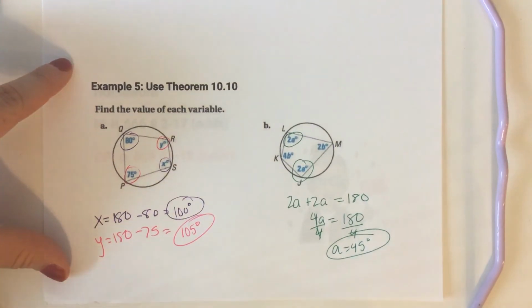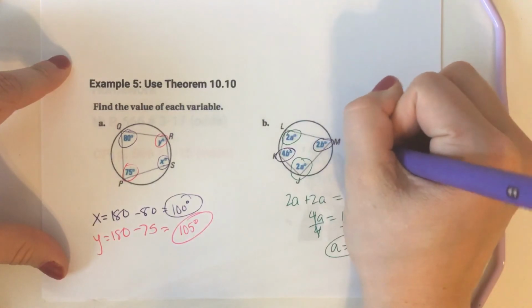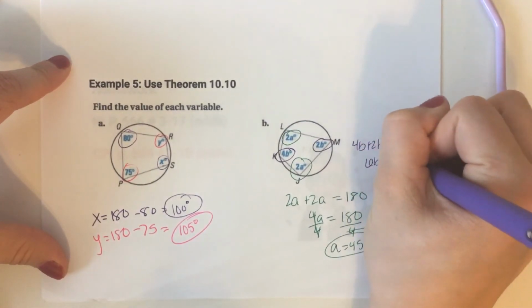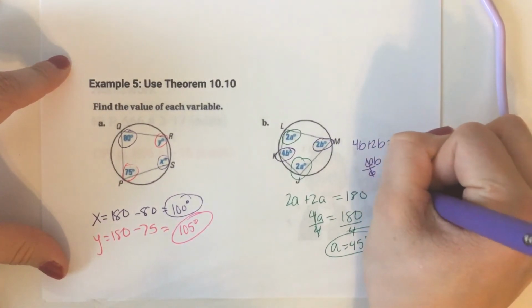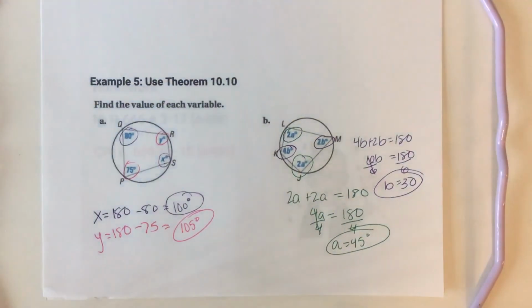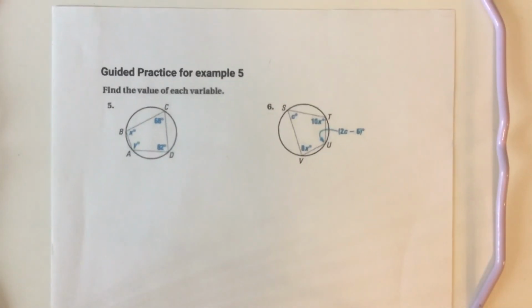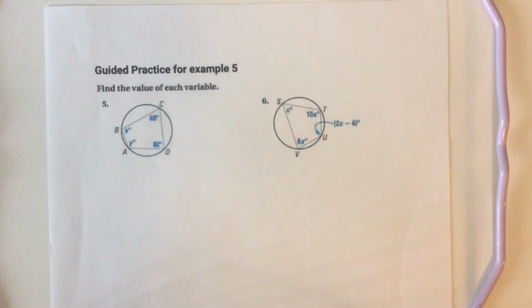And then same idea for B. We have 4B plus 2B equals 180. Combine like terms to get 6B equals 180. Divide by 6 to get that B is 30. Much more straightforward, just solving for a variable. Again, inscribed quadrilateral, opposite angles are going to be supplementary. They add to be 180 degrees. So to wrap things up here, pause the video, try these on your own, come back when you're ready to check your answers.